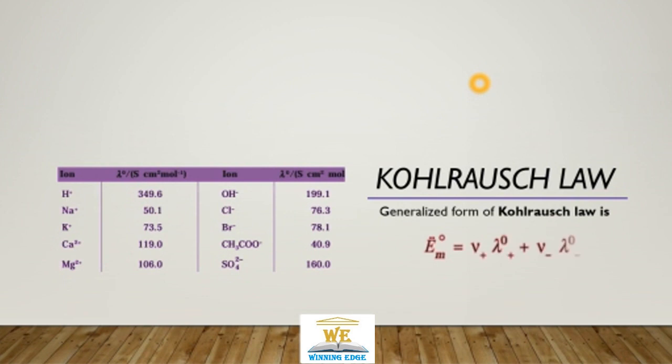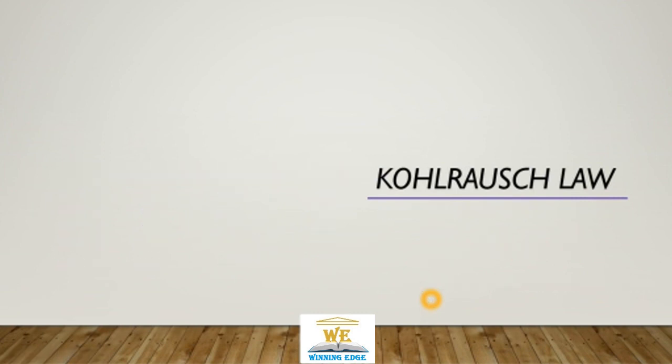So the generalized form of Kohlrausch law is limiting molar conductivity is equal to the coefficient times the limiting molar conductivity of the cation, plus the coefficient times the limiting molar conductivity of the anion, which are the coefficients in a molecule.